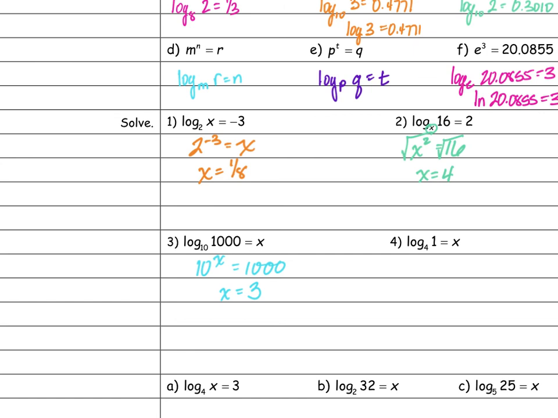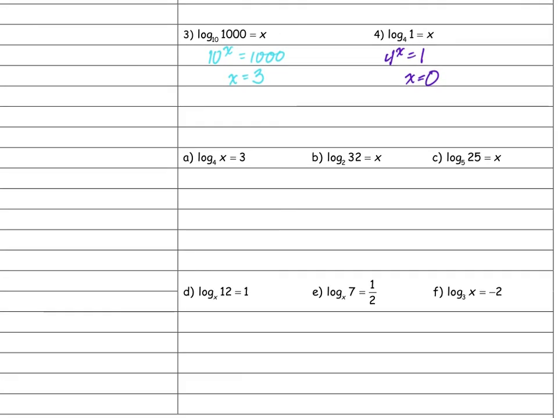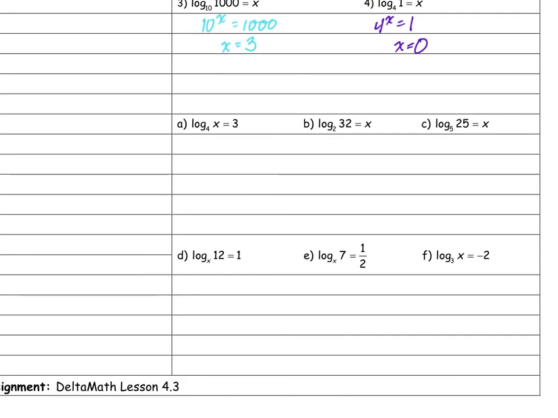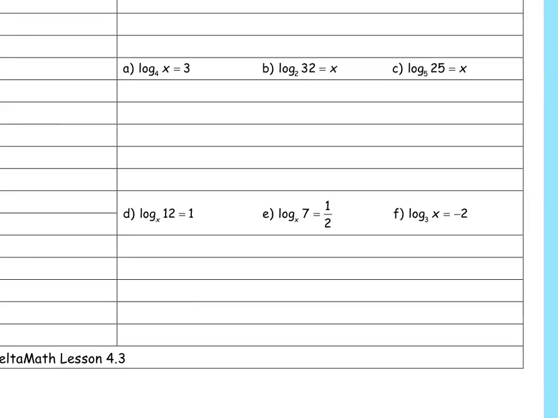And then for the last one, it says 4 to what power equals 1. Well, we already know that x has got to be 0. Anything to the 0th power equals 1. So I think there's 3 problems. Oh, no. 6 problems here for you guys to answer and find the answers for. Here we go.